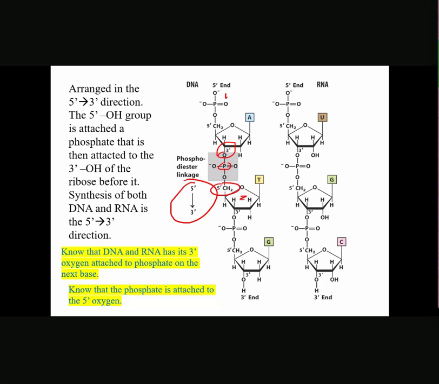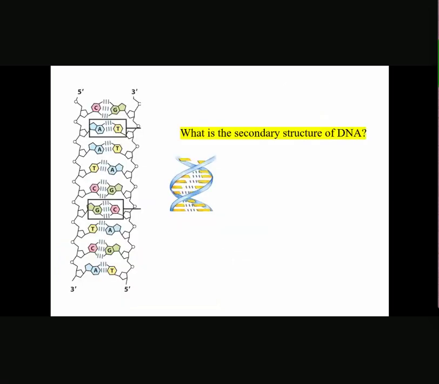So the convention is to say that we synthesize in the 5' to 3' direction, because on the very first end, the very first base, is a 5' phosphate that's not attached to anything. And the very last base has a 3' oxygen that's not attached to anything. Hence, we say it's synthesized in the 5' to 3' direction. And this is true for both DNA and RNA. So once again, secondary structure of DNA, double helix.